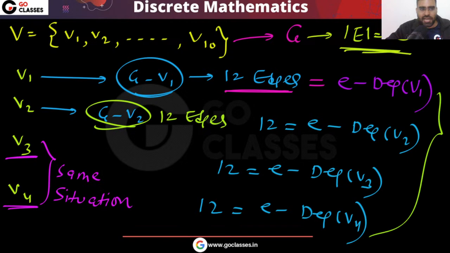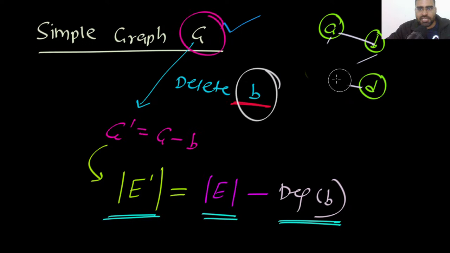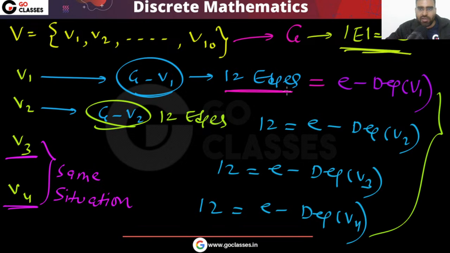You have a graph. If you delete this vertex B, how many edges are gone? The degree of B. For example, if you delete D, one edge will be gone. If you delete A, two edges will be gone. If you delete C, three edges will be gone. So if you delete any vertex, that many edges, equal to the degree of that vertex, will be gone. So you can easily see the equation you got: 12 is equal to E minus degree of V2, E minus degree of V3, E minus degree of V4, and so on.